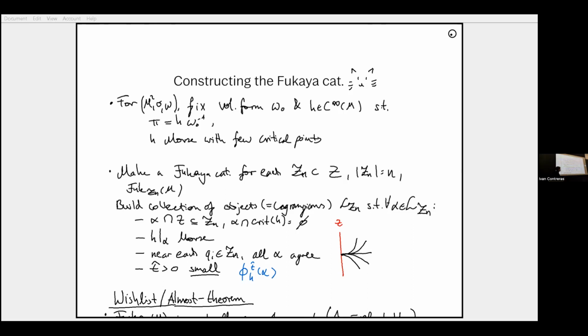And now what we do is that for each natural number n, we're going to pick a collection of points in the singular locus, and we're going to consider a collection of Lagrangians that is specified to intersect the singular locus only in those n points. And we're going to define that kind of Fukaya category. So the subset of Z is denoted curly Zn.